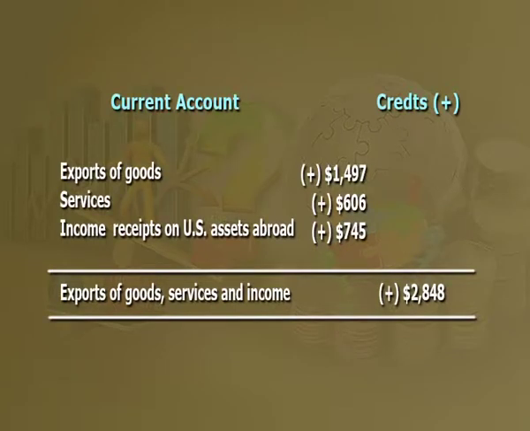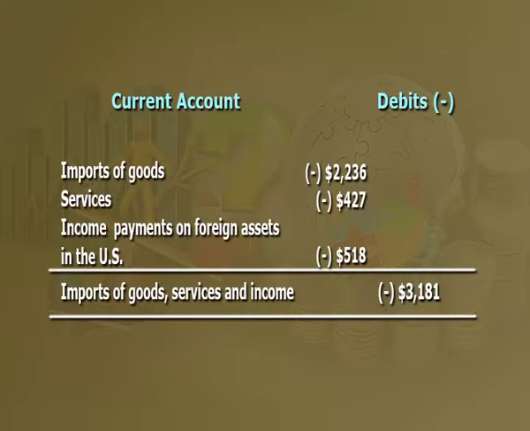The table shows that the US exported $2,848 billion of goods and services in 2011. It shows goods exported of $1,497 billion, and service exports of $606 billion, which include travel and transportation services given to foreigners, and fees and royalties received from foreigners. $745 billion was also earned by the US as interest and dividends on its foreign investment.